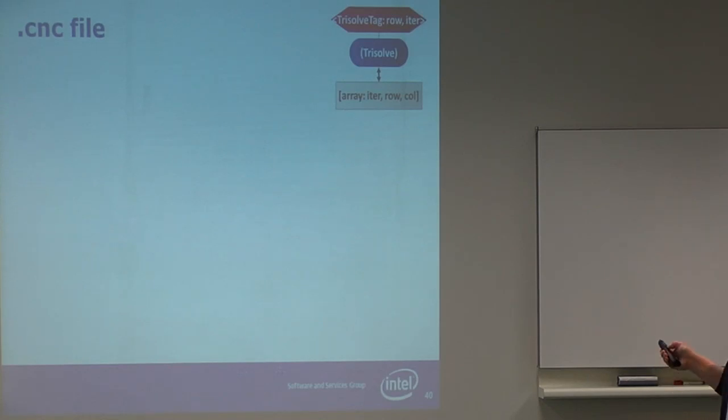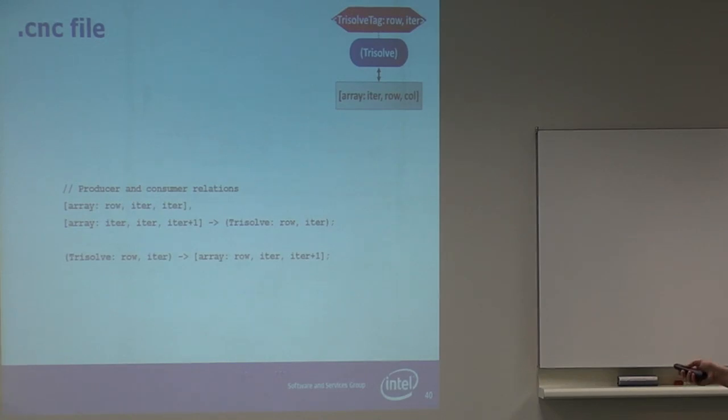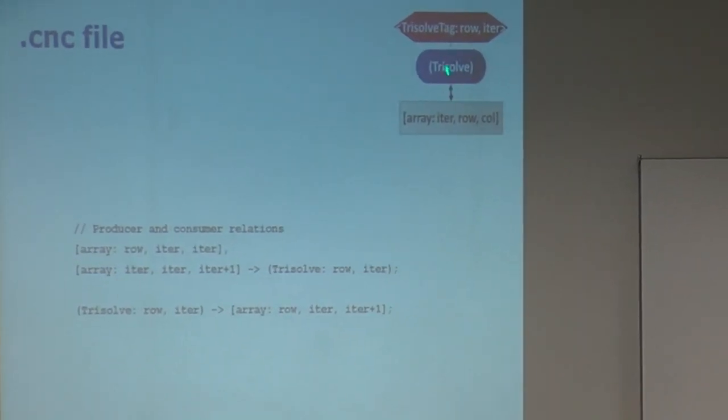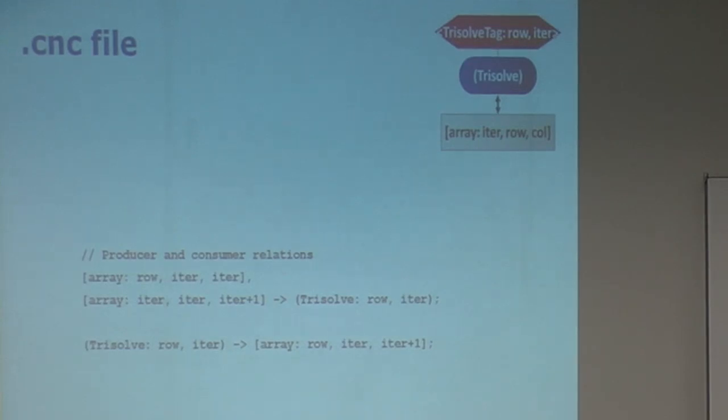If we take a look at this little piece of the subgraph for the Cholesky thing, the producer-consumer relationship here is represented by an arrow. Since this is square brackets that has an arrow into these parens, this is a consumer relationship. So Trisolve is consuming the array. In this one, Trisolve is producing the array. Here we have a comma, which means that this Trisolve is consuming both of these instances, for example.